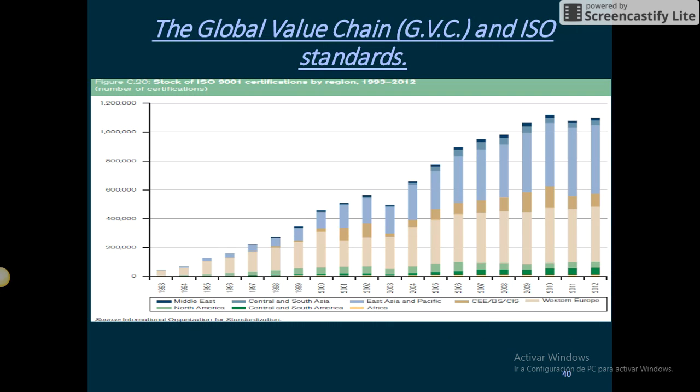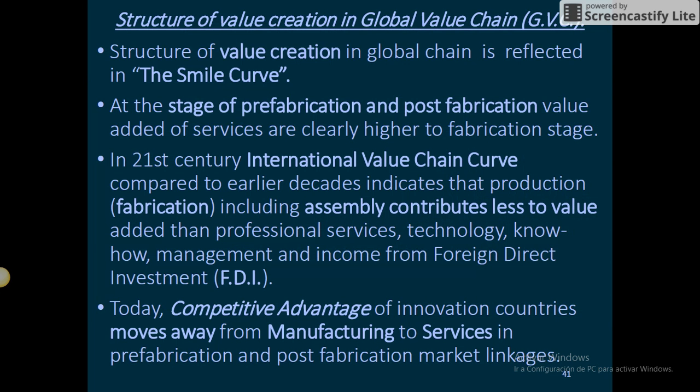The global value chain, GVC, and ISO standards. Structure of value creation in the global value chain. Structure of value creation in the global chain is reflected in the smile curve. At the stage of prefabrication and post-fabrication, value-added services are clearly higher than at the fabrication stage.